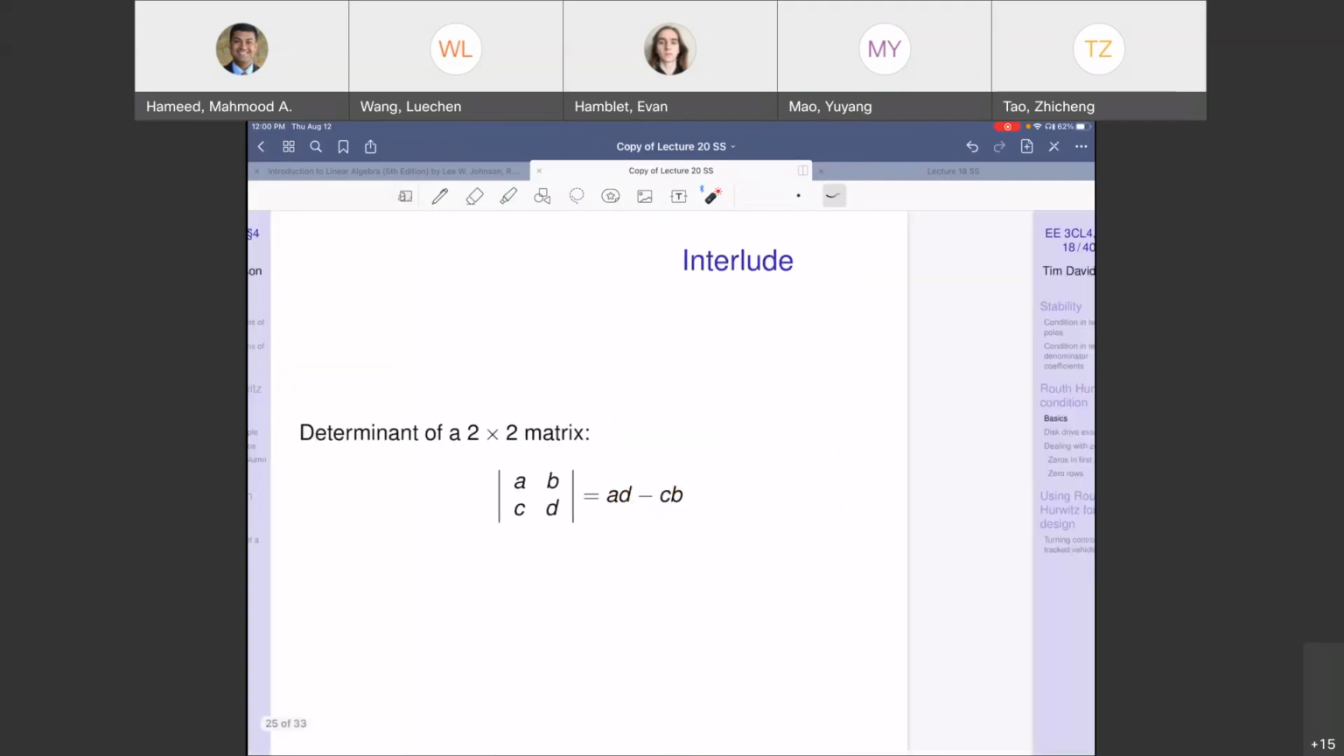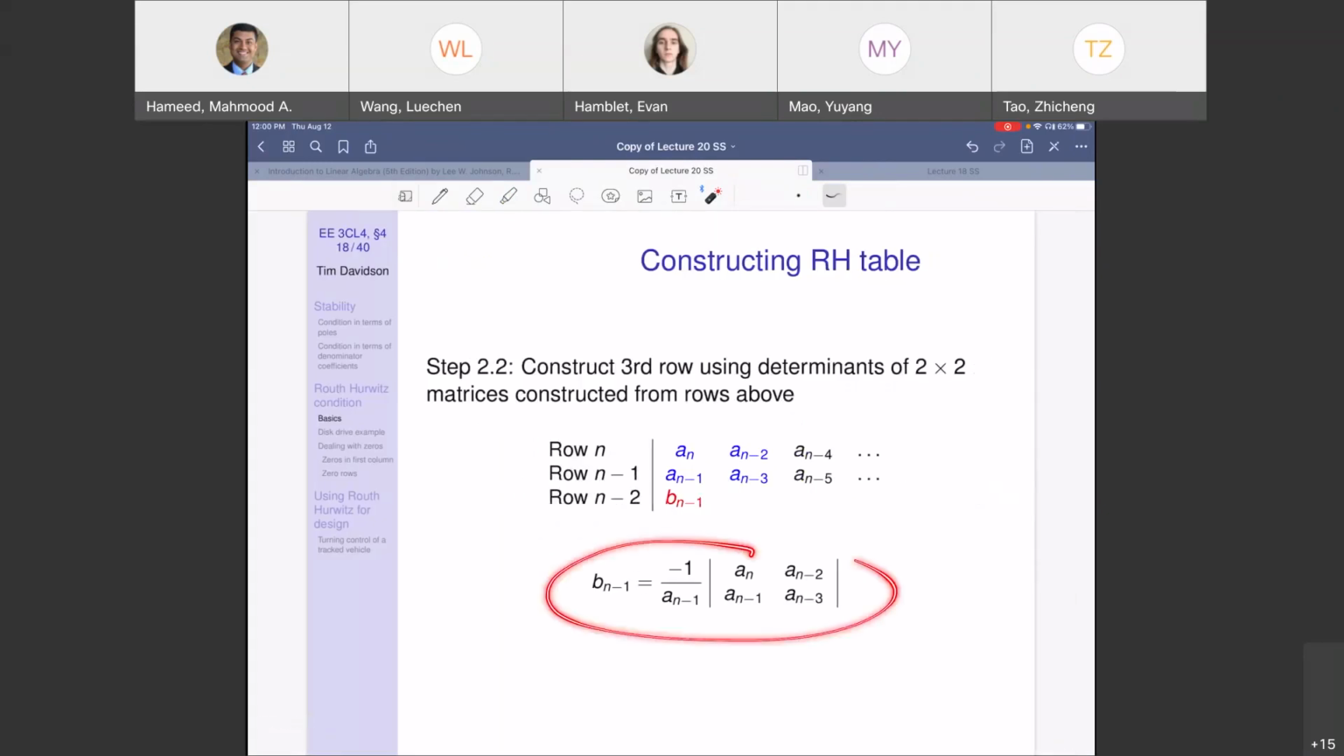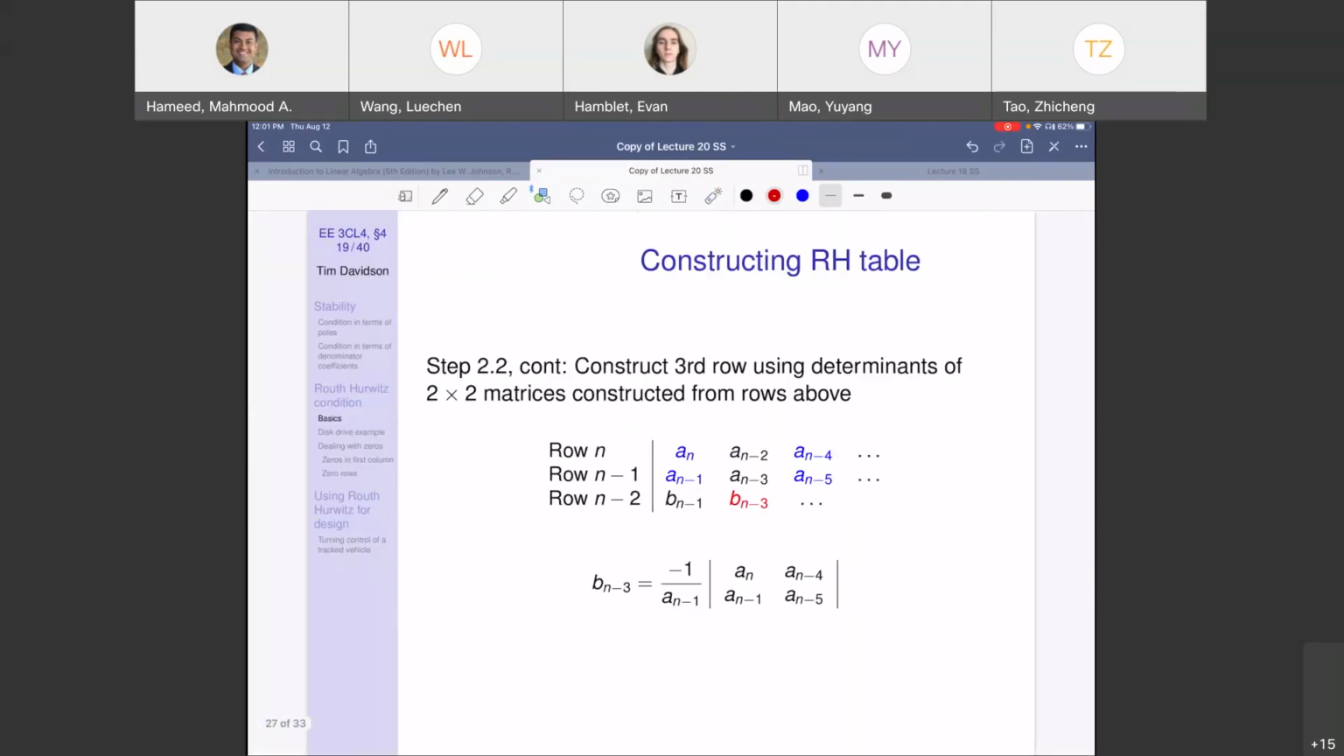Next, using this particular formula, which is -1 divided by a_{n-1} to find b_{n-1}, the determinant of this particular matrix is right here. We have already filled out the first row using the polynomial. Next, we start filling out b_{n-1}. Once we find b_{n-1}, then you move on to b_{n-3}, which is the determinant of this and this over here, with -1 over a_{n-1} remains as is. Then you fill out the third row, the n-1, n-2 row. Then you go even further down.